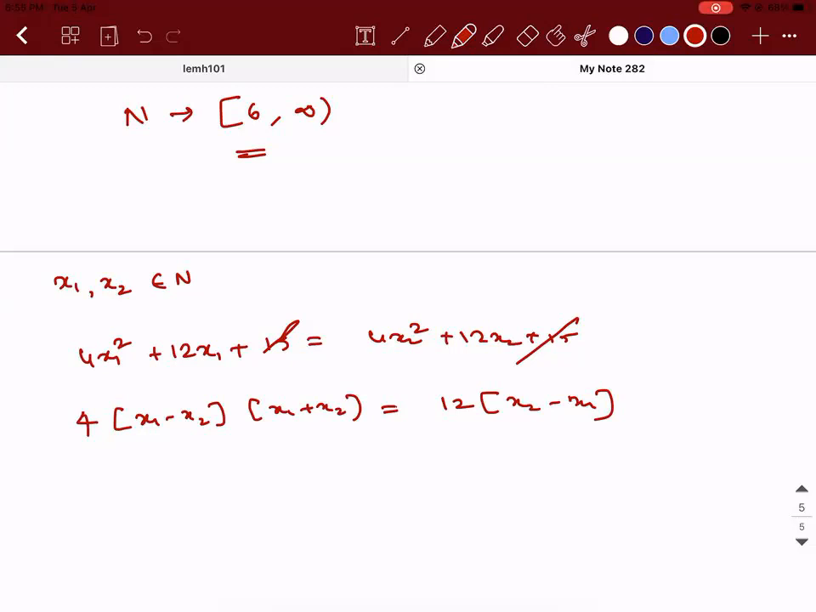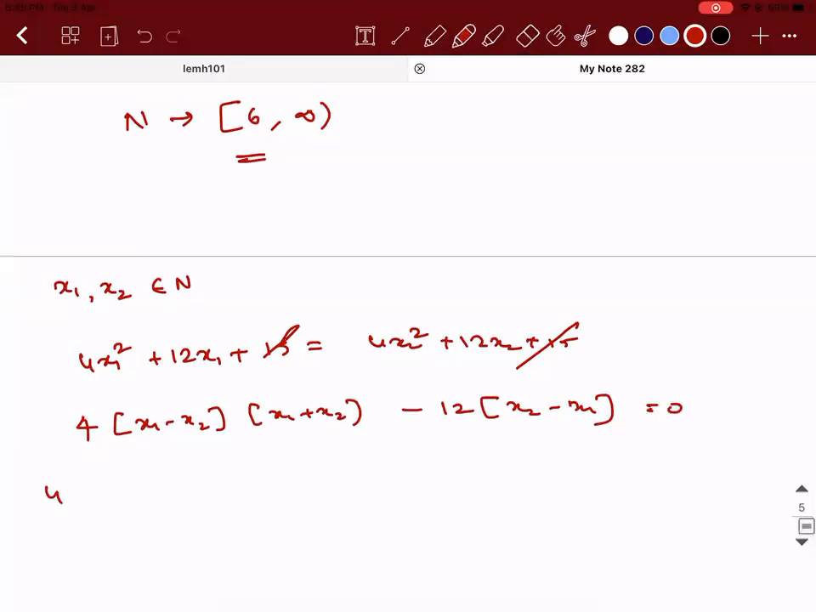Yeah, I can do that. I'll take the minus sign outside, or I'll bring this 12 itself to this side. Then it will be something like this. Correct? Then if I take 4 into x1 minus x2 outside, x1 plus x2 minus 1. Correct?